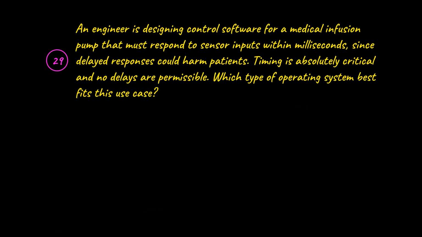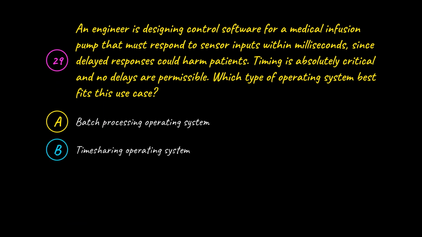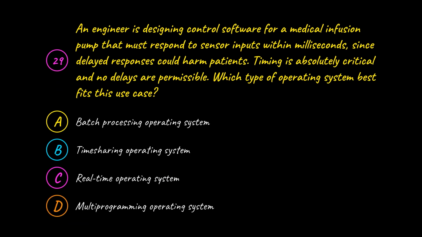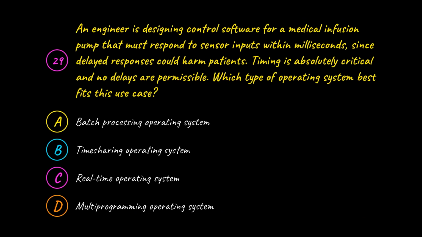Your options are A. Batch processing operating system, B. Time-sharing operating system, C. Real-time operating system, D. Multi-programming operating system. Pick one. Trust your gut. Here's your chance to test yourself.